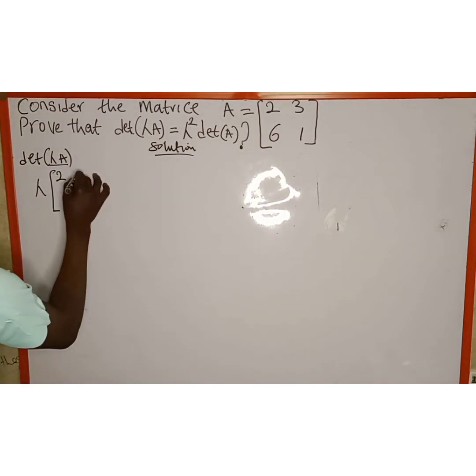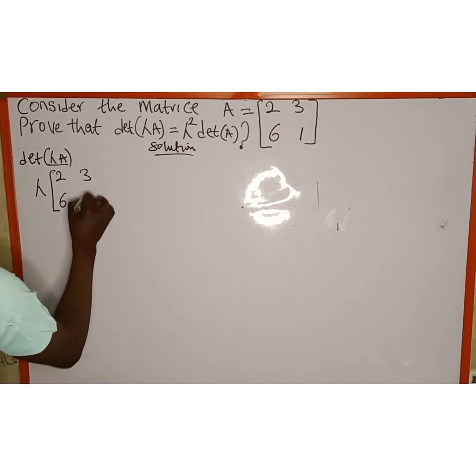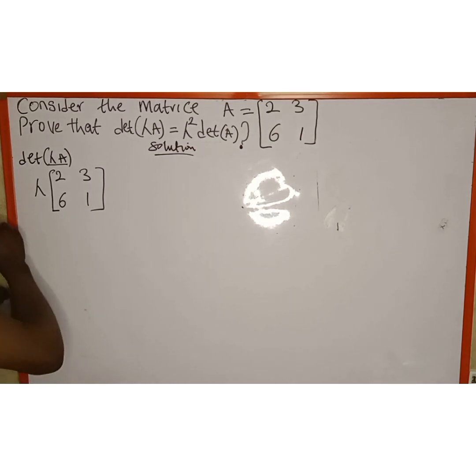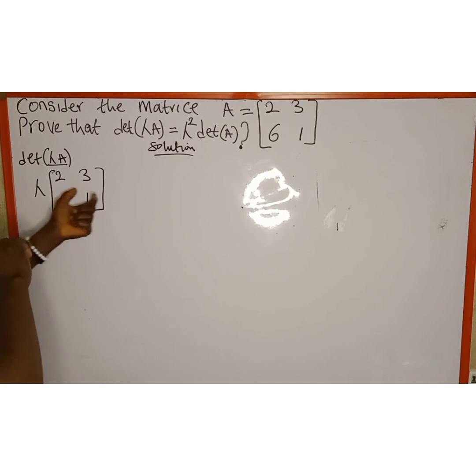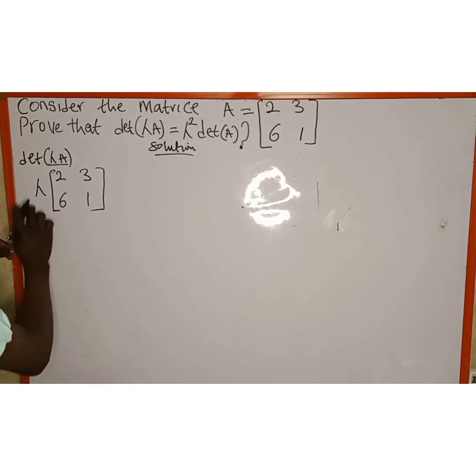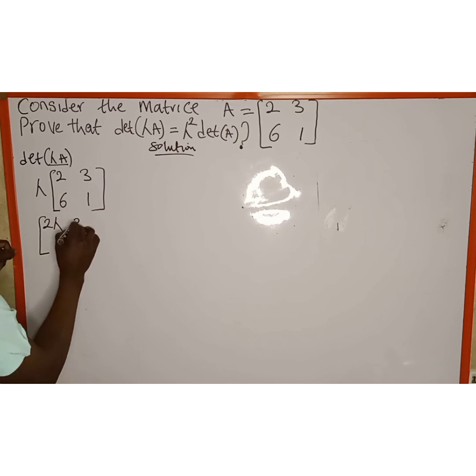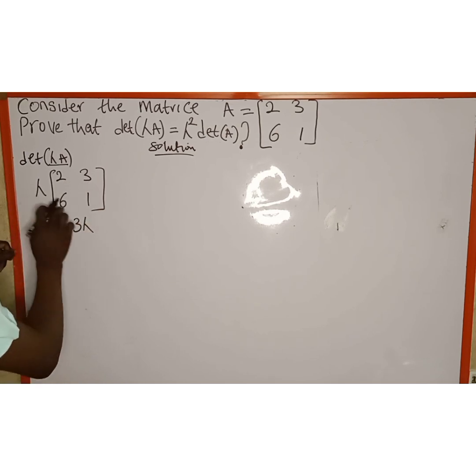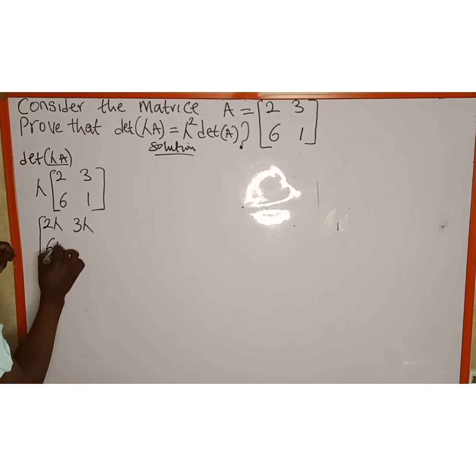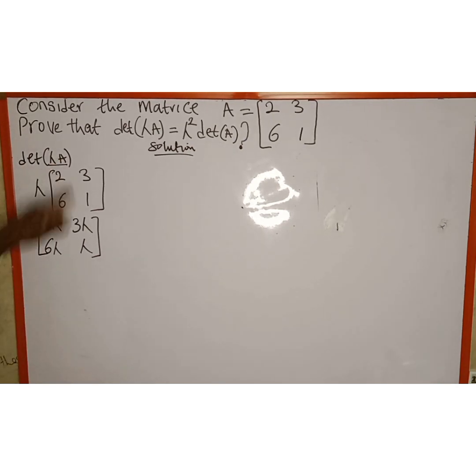So we have 2, 3, then 6, and 1. To do the multiplication, we are going to use lambda to multiply each element in this bracket. So we have lambda multiplied by 2, so we open a bracket. Lambda multiplied by 2 gives me 2 lambda. Then lambda multiplied by 3 gives me 3 lambda. Then lambda multiplied by 6 gives me 6 lambda. Then lambda multiplied by 1 is lambda. So we have successfully got lambda multiplied by A.